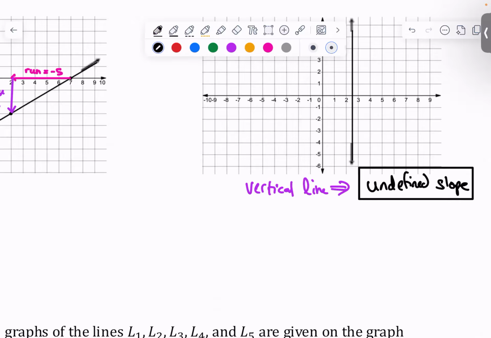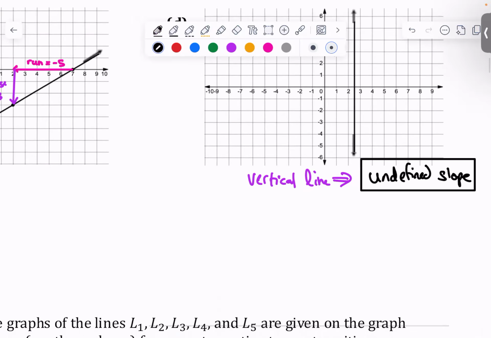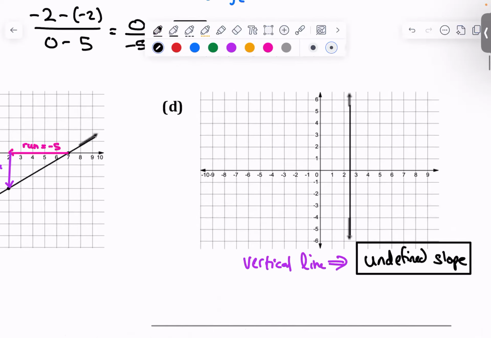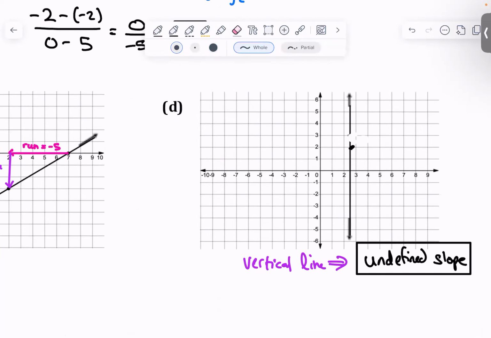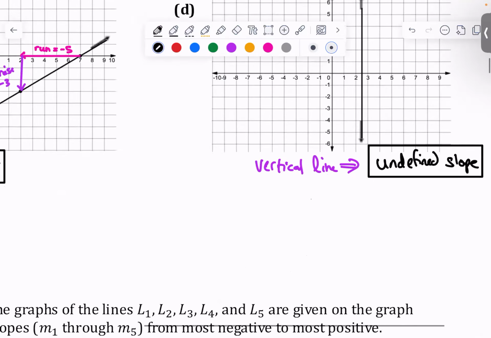This is the line x equals 2.5-ish. And you can prove it to yourself, like you can use the slope formula. You can pick any 2 points on it and take the difference in the y's divided by the difference in the x's, and you'll see that you get something over zero, and it's problematic.